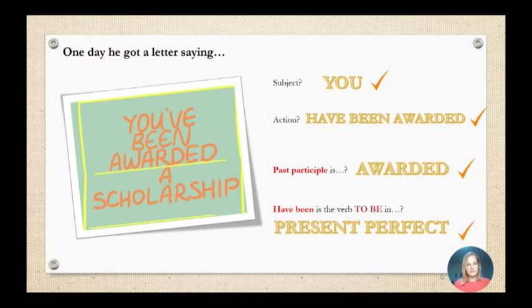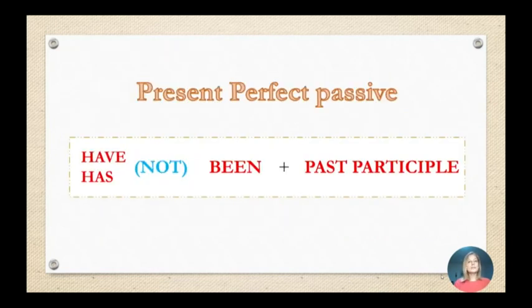Yes, great. So we can conclude that present perfect passive is not different from other passives that we already learned, like present simple and past simple. So we have the verb to be in present perfect, have or has plus been. And of course, if we need a negative sentence, we add not, haven't or hasn't been, plus the past participle of the main verb.